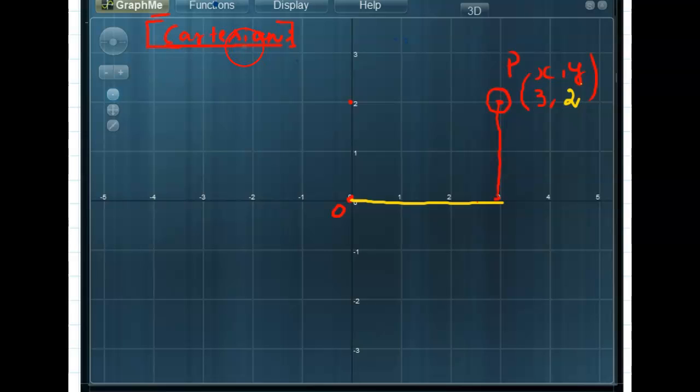Okay, now using this information, the Cartesian x and y coordinates 3 and 2, I am going to find the polar coordinates, that is r and theta. So in order to find these polar coordinates, I should have some knowledge of mathematics, that is trigonometry.